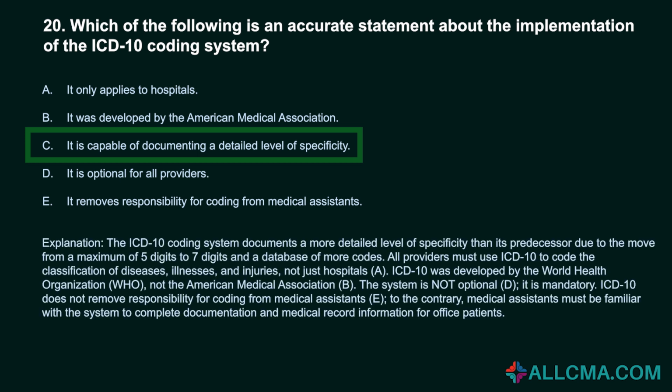The ICD-10 coding system documents a more detailed level of specificity than its predecessor due to the move from a maximum of 5 digits to 7 digits and a database of more codes. All providers must use ICD-10 to code the classification of diseases, illnesses, and injuries, not just hospitals, A. ICD-10 was developed by the World Health Organization, WHO, not the American Medical Association.